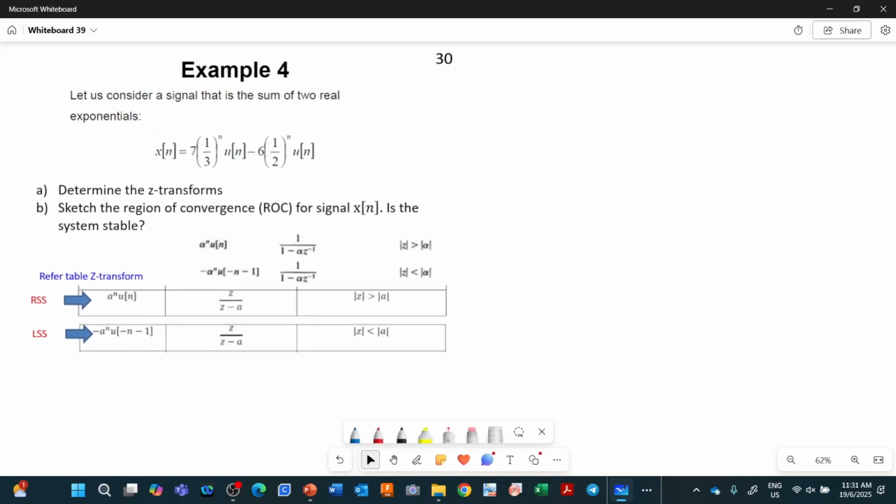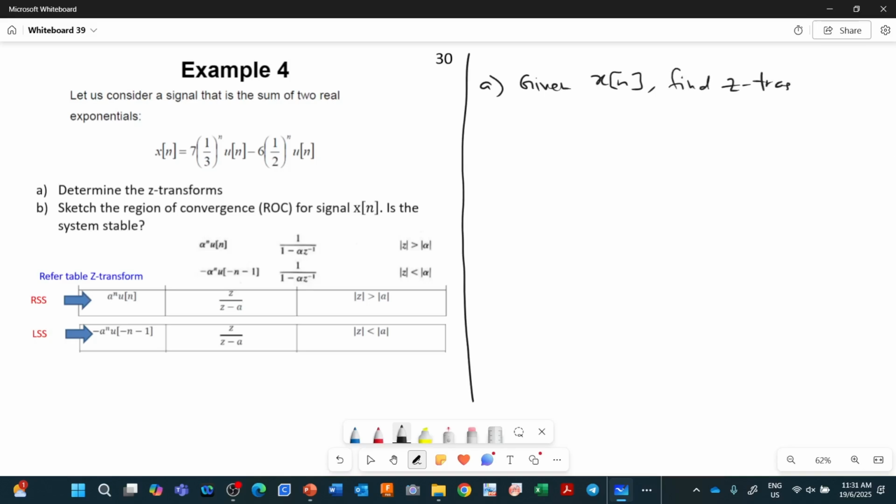Okay, so first step. Okay, given x[n], find the Z transform. So basically X(z). Okay, so what you need to do as the first step is write the equation again.